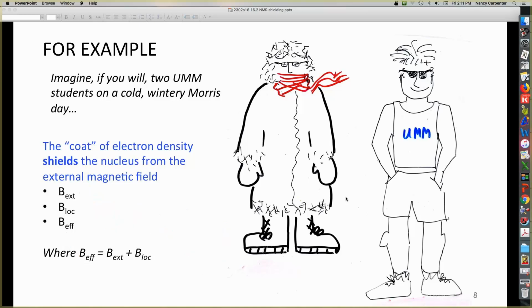Bottom line is the effective magnetic field that the nucleus feels is impacted by both that coat of electron density and the strength of the magnetic field. Needless to say, if it were 70 degrees out, these two students would be feeling something differently. That's the strength of the magnetic field.